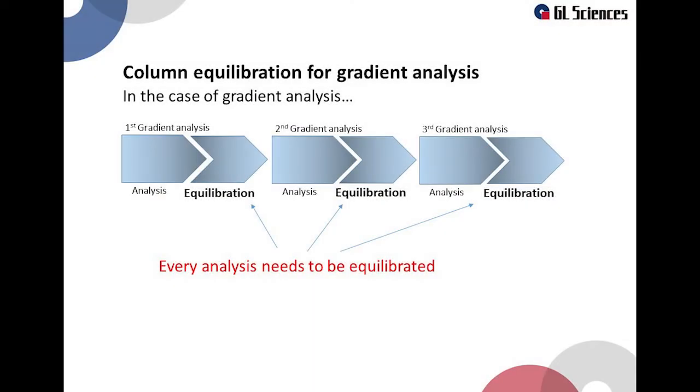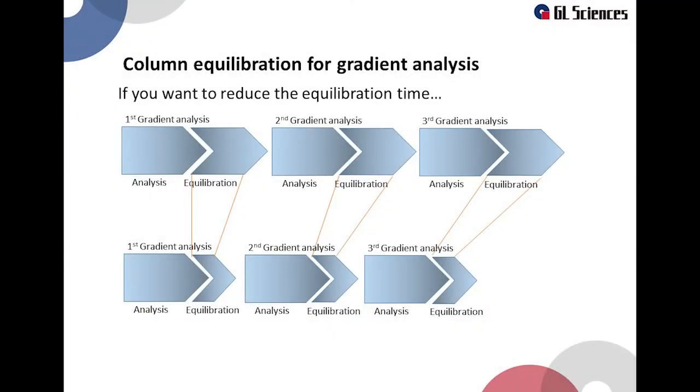In case of a gradient mobile phase analysis, every analysis needs to be followed by an equilibration. However, if you apply 10 times the column volume for equilibration, equilibration becomes a substantial part of the analysis time. Despite having such an impact on your chromatography, it is not wise to shorten the equilibration time. But it may be possible to shorten equilibration time by choosing a different column.